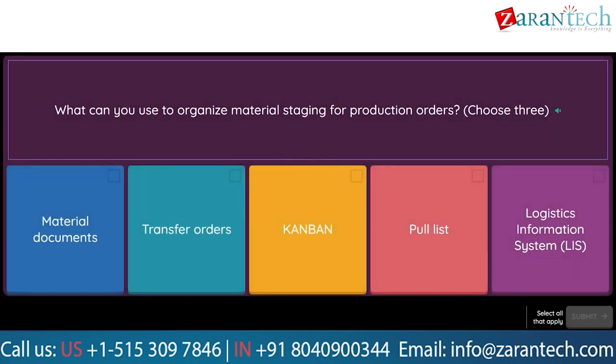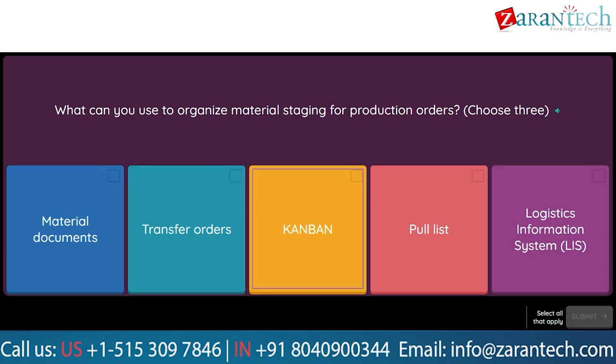Question: what can you use to organize material staging for production orders? Choose 3. Option 1: material documents. Option 2: transfer orders. Option 3: Kanban. Option 4: pull list. Option 5: logistics information system, LIS.